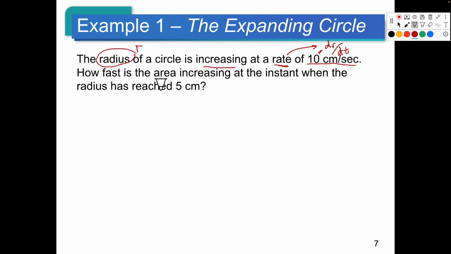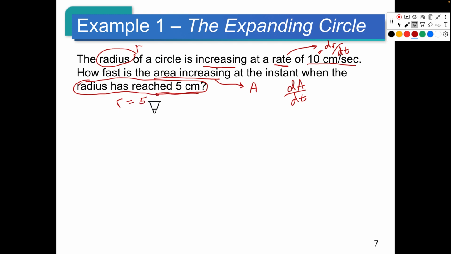Then the question: how fast is the area increasing at the instant when the radius has reached 5 centimeters? So in this last sentence we're introduced to two different things: we also have something called area that we're going to be interested in. And the question itself is not about the area, but about the derivative of the area. So we know we're going to have this involved. And then we've got a particular target: at some point, the radius is going to be equal to 5 centimeters.